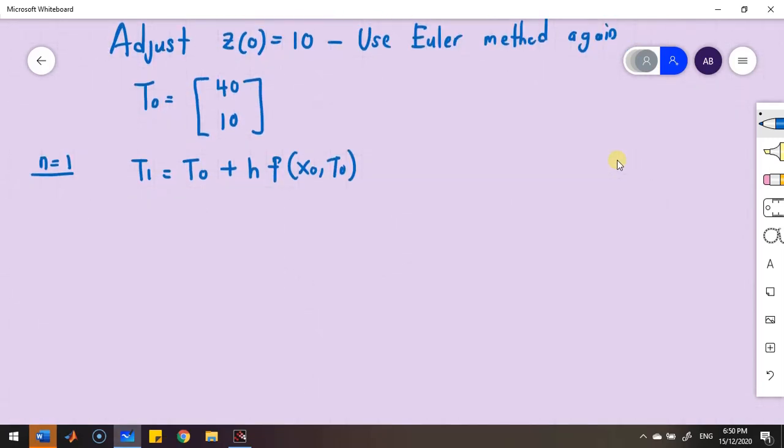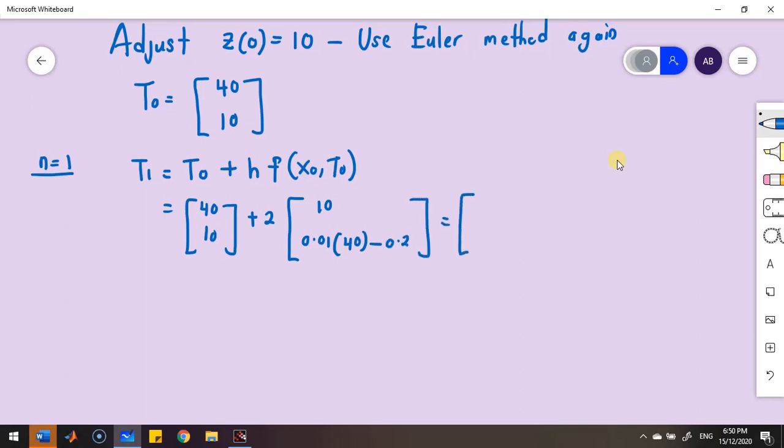Okay, so we have 40, 10 plus 2 and the function. Okay, z is 10. This is my z, this is my t. So 10, 0.01, 40 minus 0.2. So, use your calculator to check. You have 60 and 10.4. Okay, I'm not going to repeat this, but you know this is my t, this is my z.